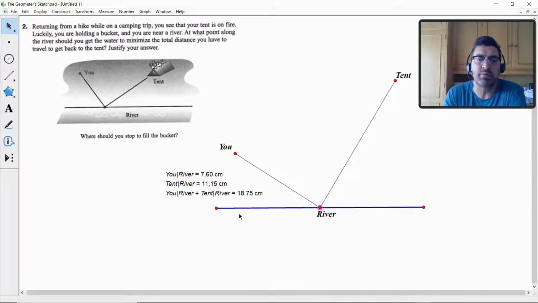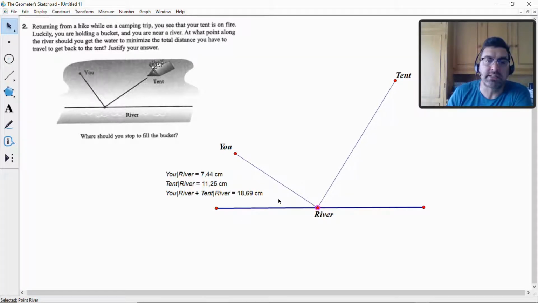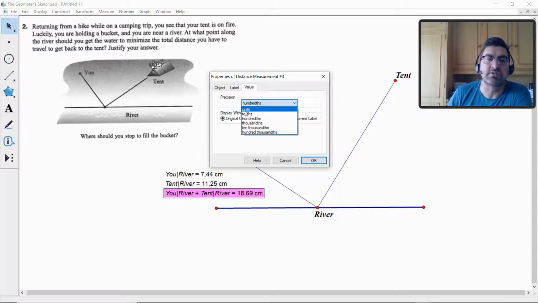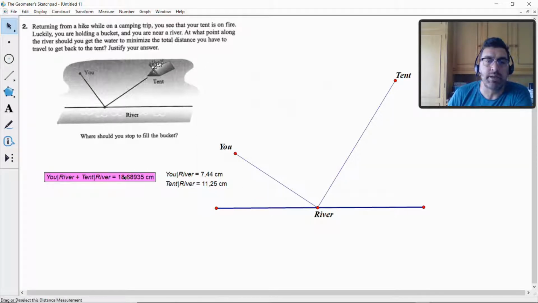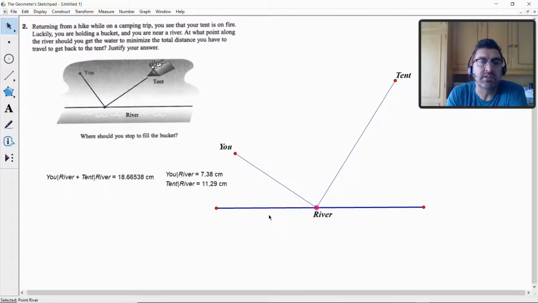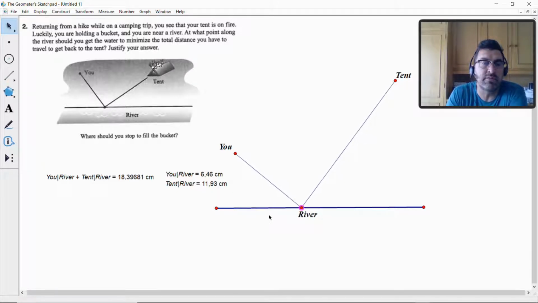So we're on 18.7. Let us change the properties of this distance to hundreds of thousands, so we can see when we do indeed have a minimum. Okay, so if I keep on moving to the left, I can watch that. It's 18.62, 18.61, 18.59, 18.58, 18.57. It's still shrinking. It's continuing to shrink. It's already on 18.28, 18.27.